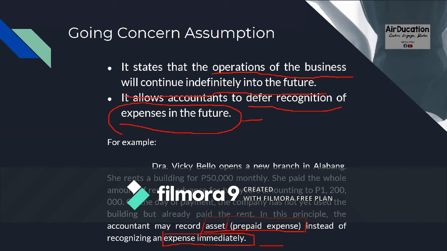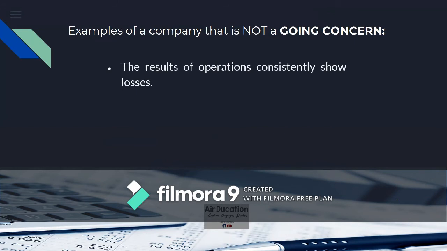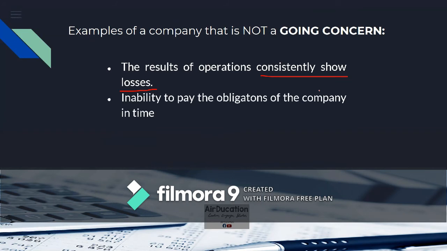But the moment you use the rent, or the moment you incur the rent, expenses will be immediately recorded in the financial books. Okay? So examples of a company that is not a going concern: the results of operations consistently show losses. That's why I said earlier that it's also not good to record more expenses instead of recording revenue just to escape taxes. And the next one is the inability to pay the obligations in time.